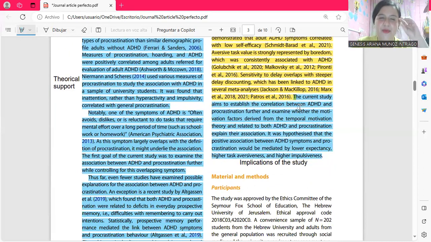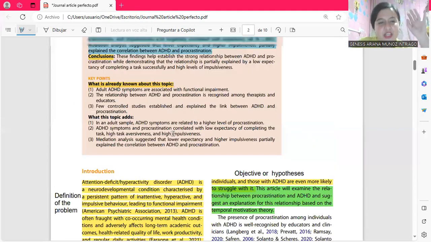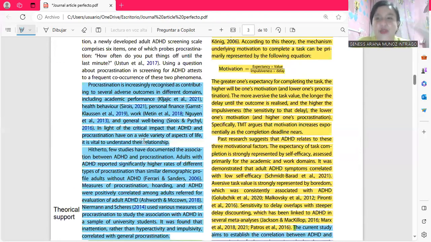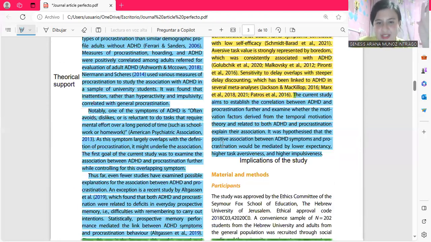But if you want a really short summary of the implications of the study, you can read this part, what this topic adds. And here you can find 3 important aspects that this topic will add, okay? A new information, let's say, regarding this topic.